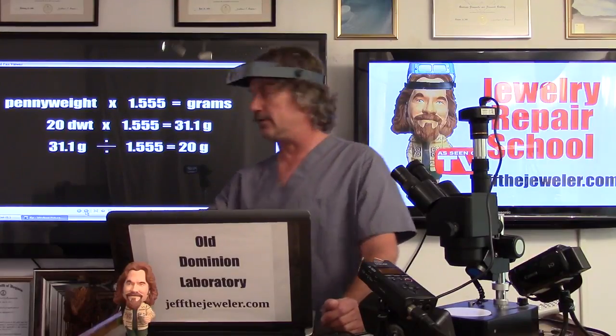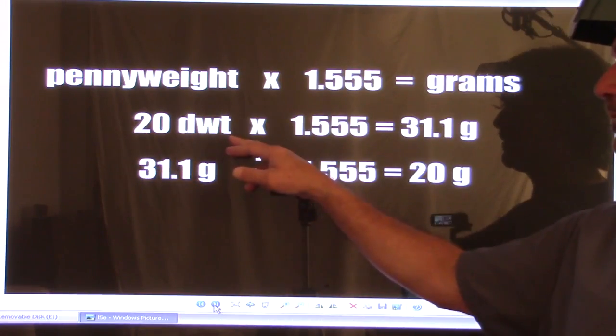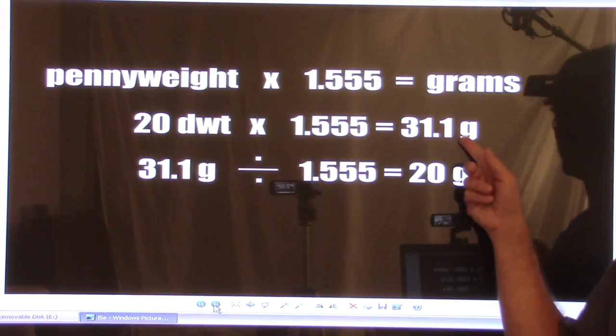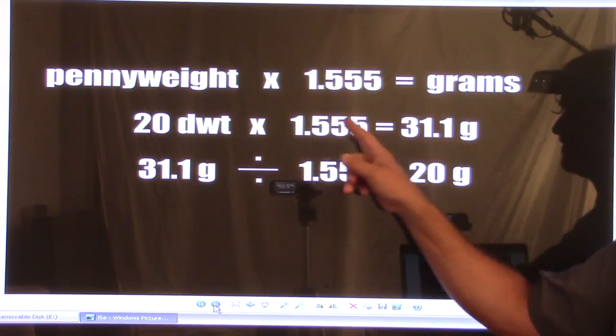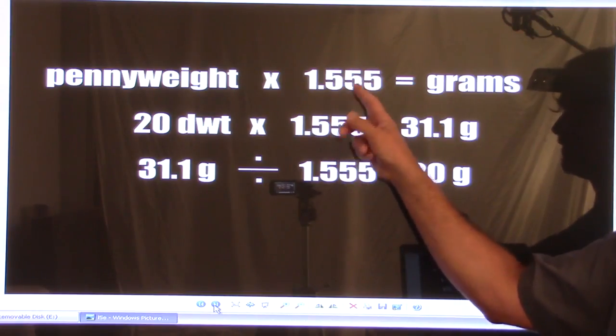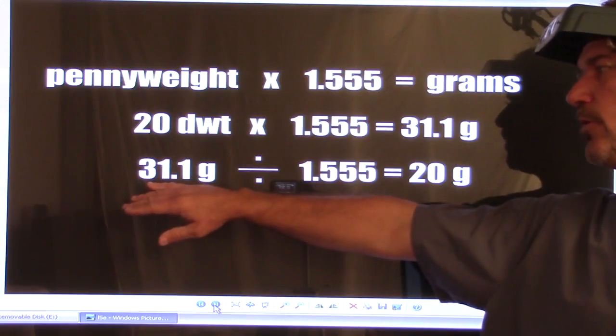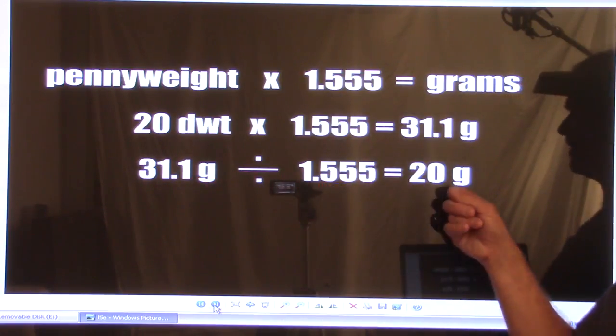Here's a formula at the bottom of the screen here. 20 pennyweights times 1.555 equals 31.1. You're going to need to remember this, but don't worry about this. Just remember the 1.555. If you have grams, 31.1 grams, how many pennyweights is it?